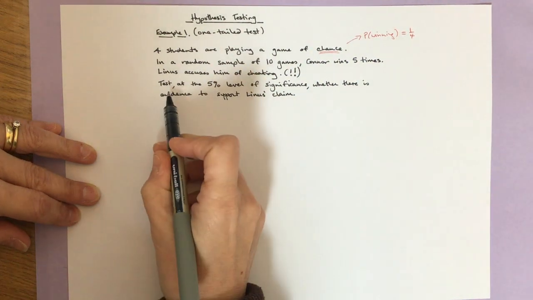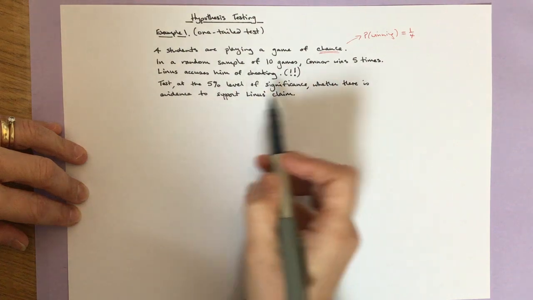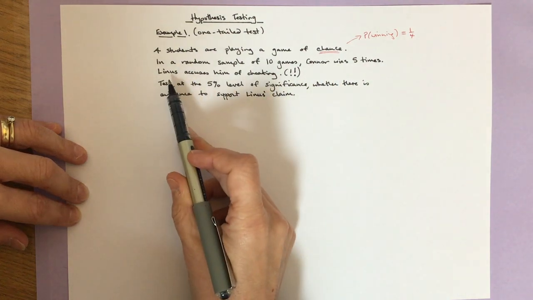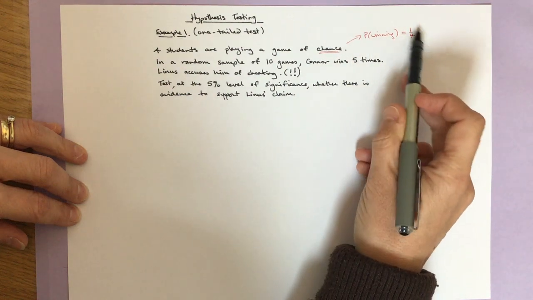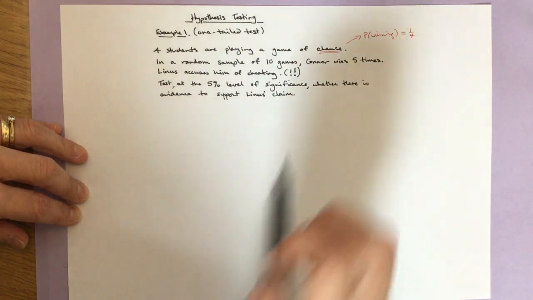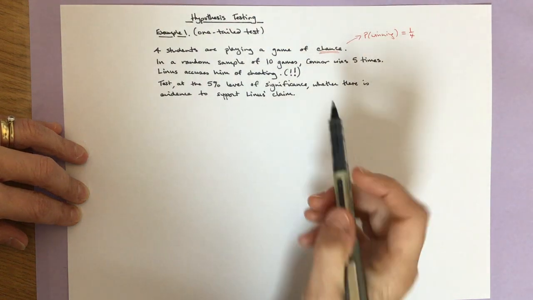And what we're asked to do is to test at the 5% level of significance whether there's any evidence to support Linus's claim that Connor was cheating, and so that his probability of winning in some way is increased from a quarter and is higher than a quarter. Okay, so let's have a think about setting this up.